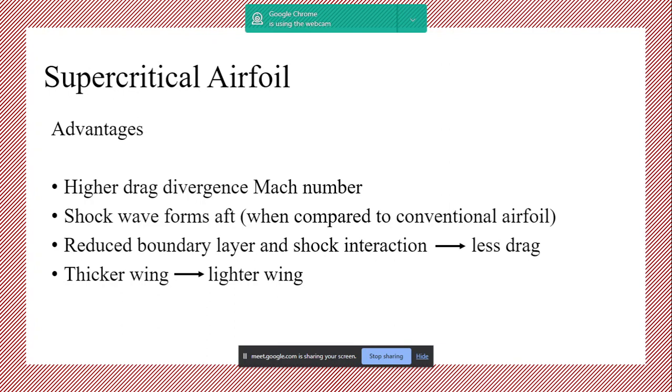The advantages of the supercritical airfoil were listed. This was discussed in the previous session. So one of the advantages is that it has a higher drag divergence Mach number. What was drag divergence Mach number? Both of them. What was M critical? And what was M drag divergence? What were these two? Can someone tell me what were these two Mach numbers, critical Mach number and drag divergence Mach number?